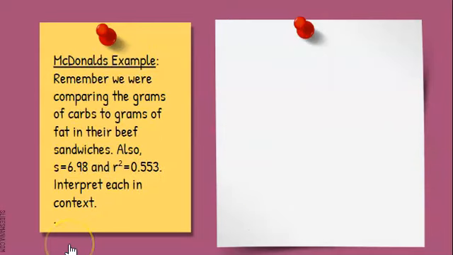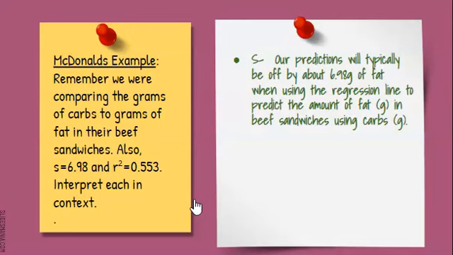So going back to our McDonald's example with the beef sandwiches, we were comparing grams of carbs to grams of fat. So s was 6.98 and r squared was 0.553. Calculated for us, we just have to interpret them in context. So let's do s. Our predictions will typically be off by about 6.98 grams of fat when using the regression line to predict the amount of fat in beef sandwiches using carbs. Okay, typically be off is a key phrase there.